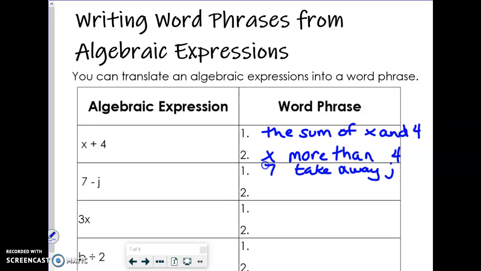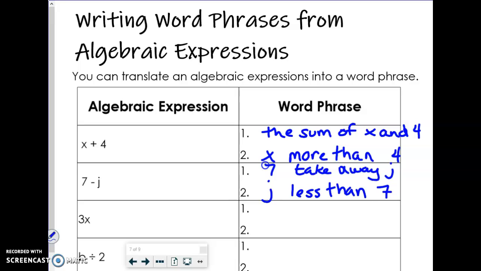Yeah, okay, remember, less than is one of those turnaround words. So we have to actually put the J first. J less than 7. Give her any less than. Less than 7. I mean, I am definitely less than. Okay, so next one, 3x.